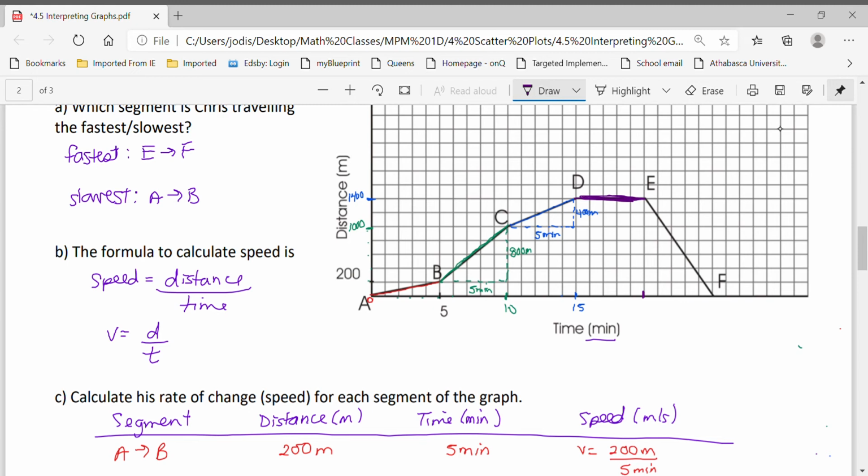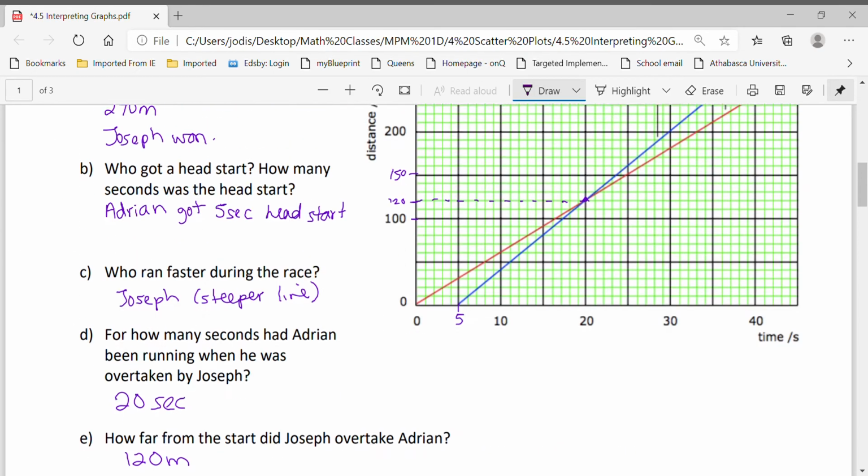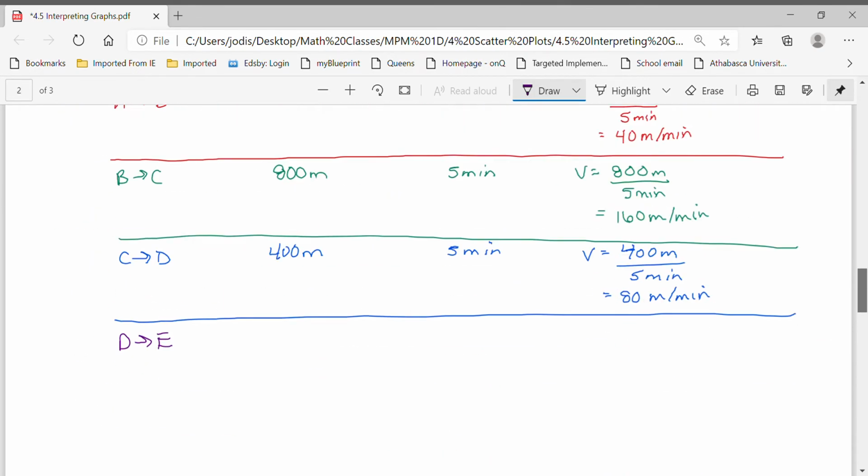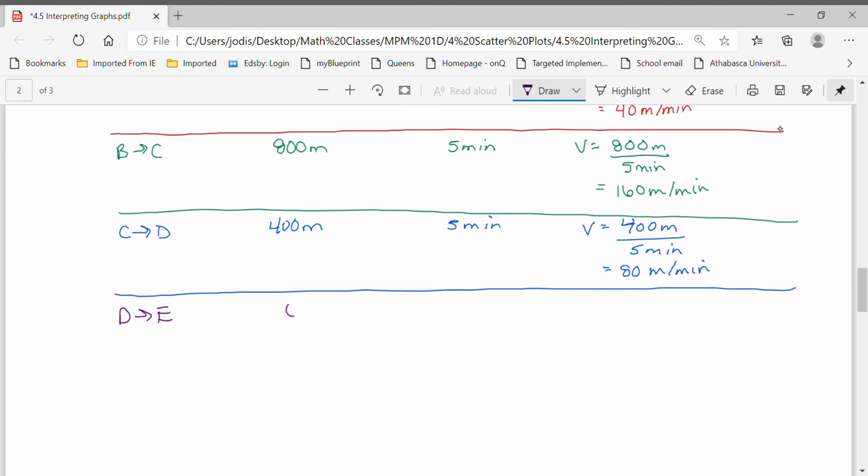So we went from 15, 16, 17, 18, 19, 20. Okay. So our distance was 0 meters. Our time was still 5 minutes. So V equals 0 meters over 5 minutes. So we've got 0 meters per minute.